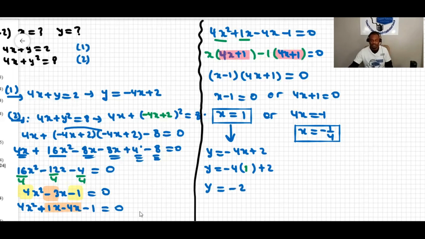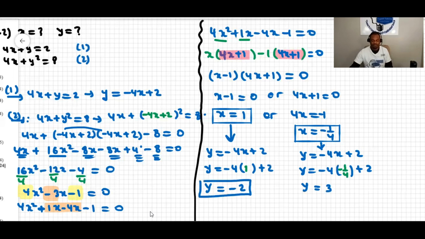Now do the same also. y equal to negative 4x plus 2. We substitute the value of x, which is negative a quarter. Negative 4 times negative a quarter makes positive 1. Positive 1 plus 2 is 3. So now, when x equals 1, y will be negative 2. And when x equals negative a quarter, y will be equal to 3. Now we have solved for x and y simultaneously. Thank you.